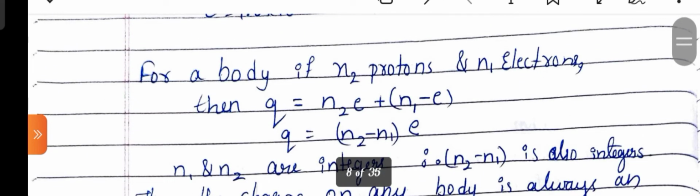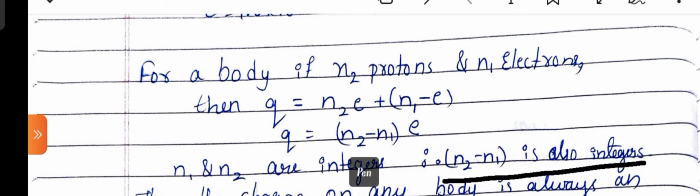Next, if we have n2 protons and n1 electrons, then Q will be n1 times minus e. This is because the charge of an electron is negative and the charge of a proton is positive, right? So n1 times minus e plus n2 times e, so n2 minus n1 times e. We know n is an integer, so n2 minus n1 is also an integer.